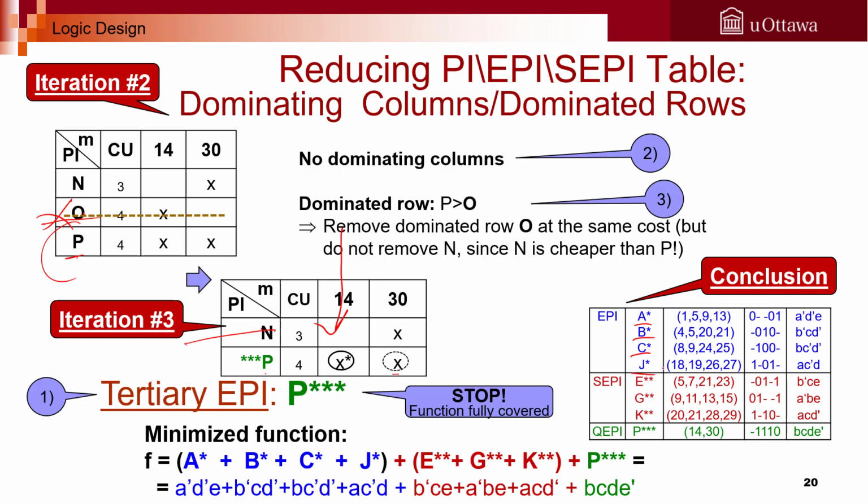And in the second iteration, I found the secondary essential prime implicants, which are E, G, and K, based on the dominating columns and the dominated rows. After that, I found the tertiary essential prime implicant, which is here, the P star star star. And as we can see, P star star star has four literals, and this is exactly our F minimal, F min. I hope it's clear for you guys, and this will conclude this second video.